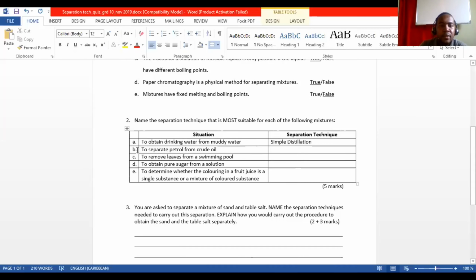And second one, to separate petrol from crude oil. That's a familiar one. Fractional distillation. Next, to remove leaves from a swimming pool. Filtration. That's correct.